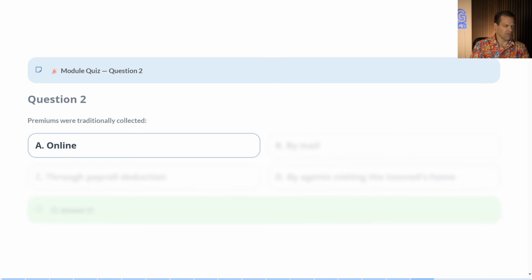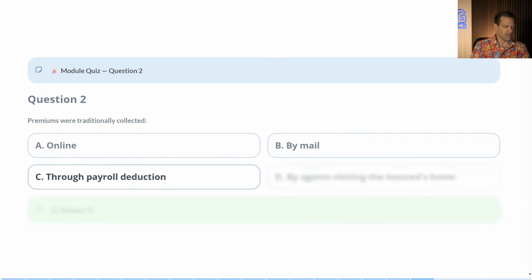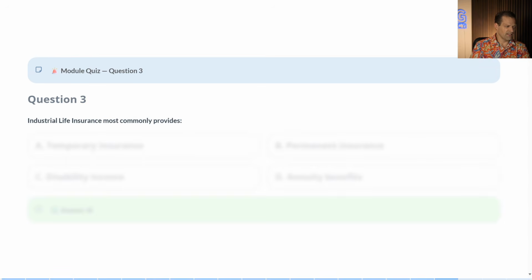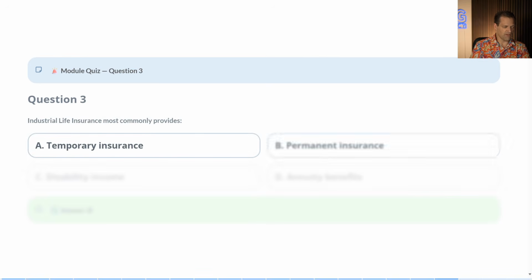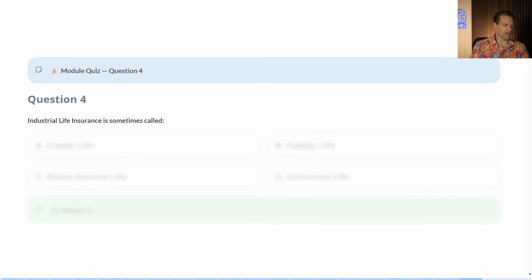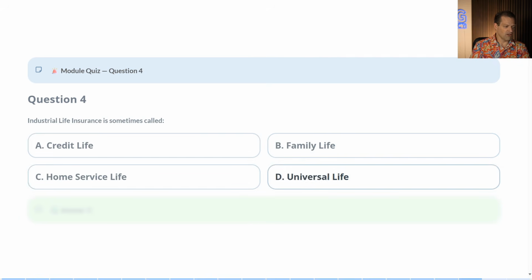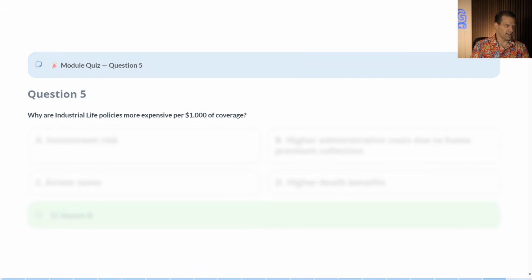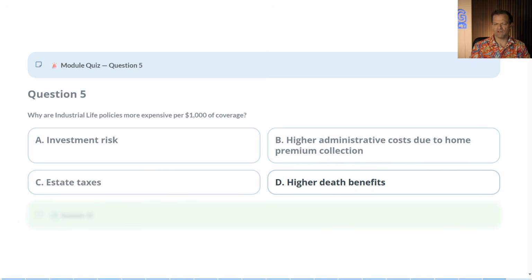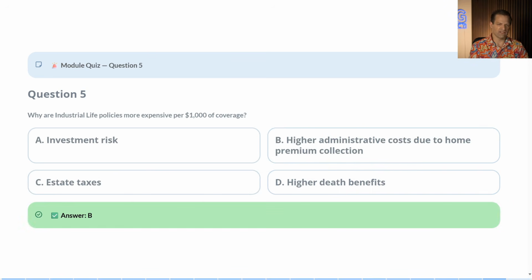Question 2: premiums are traditionally collected by agents visiting the home. D. Industrial life insurance most commonly provides permanent insurance. B. Just going through this real quick since it's pretty simple. Industrial life insurance is sometimes called home service life. Answer C. And then last question here before we wrap it up. Why are industrial life policies more expensive per thousand of coverage? Because of B, the higher administrative costs. Just think about paying an agent to go visit. It's just going to cost more.